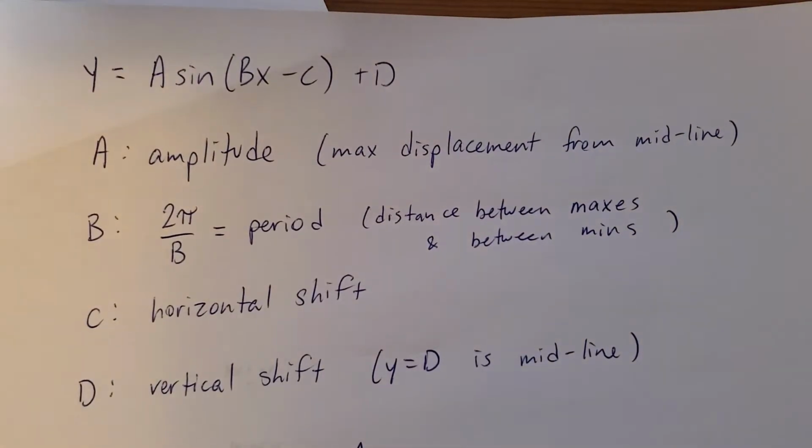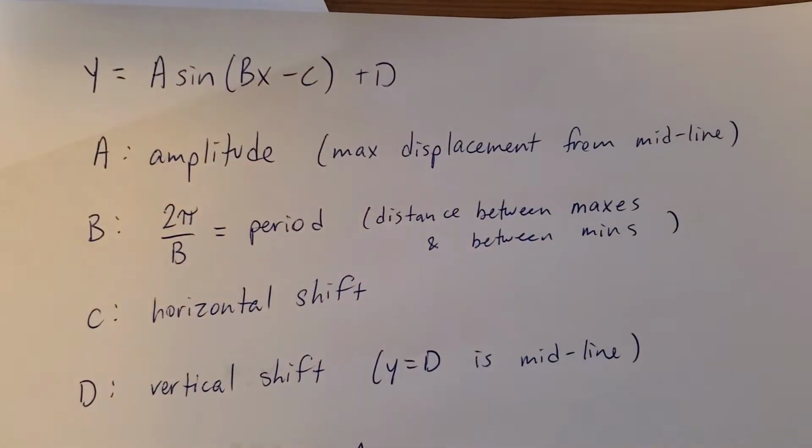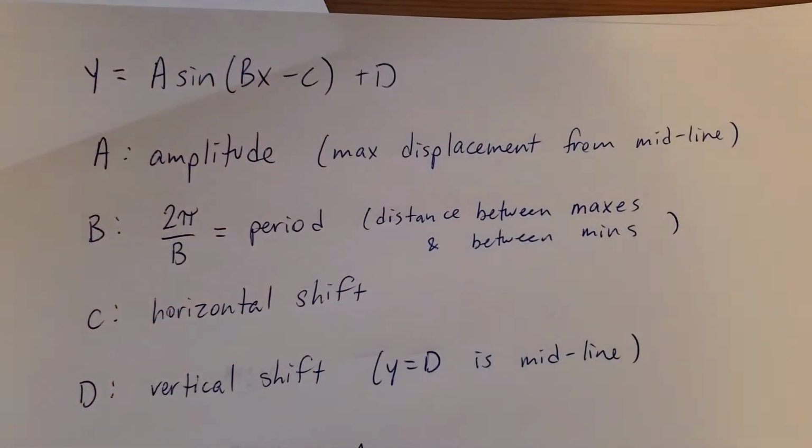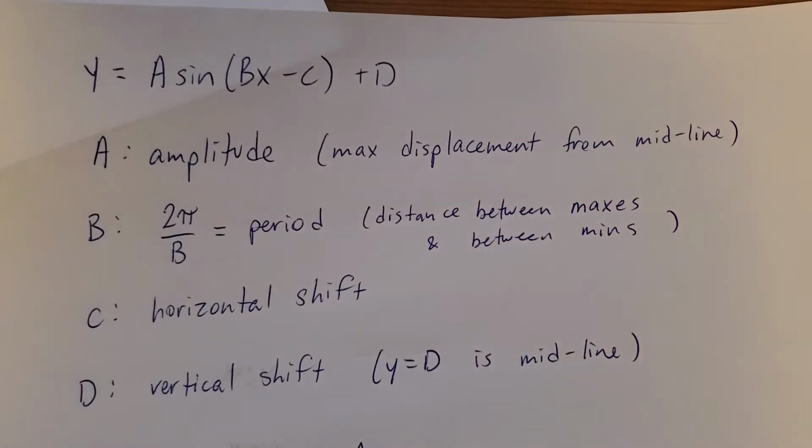Okay, so here's the actual definition of what all these letters are. There'll be numbers in an equation. A is called amplitude, and that's the max displacement from the midline. I'll try to do a better explanation of that in a couple of seconds here.